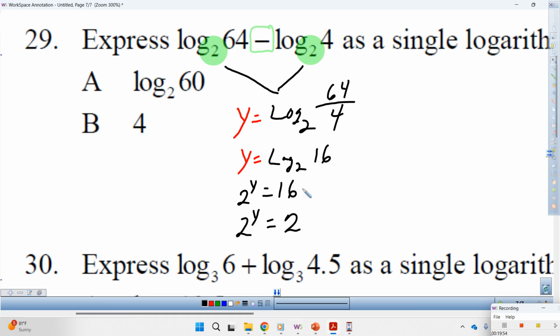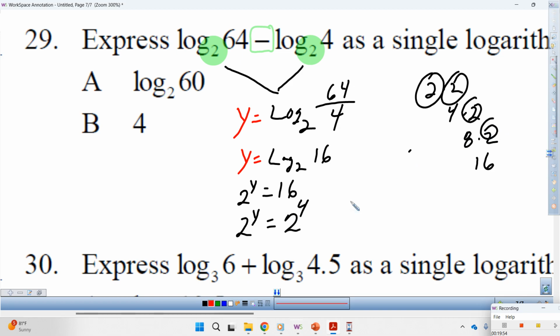Tell your neighbor. How many times itself does 2 give us 16? Let's see. 2 times 2, 4. Times 2, 8. Times 2, 16. So that's 1, 2, 3, 4. So the answer is y equals 4.